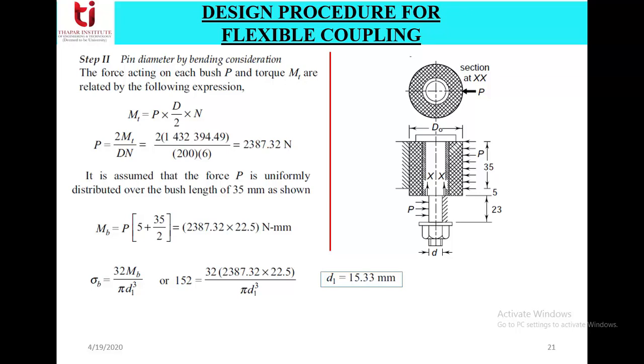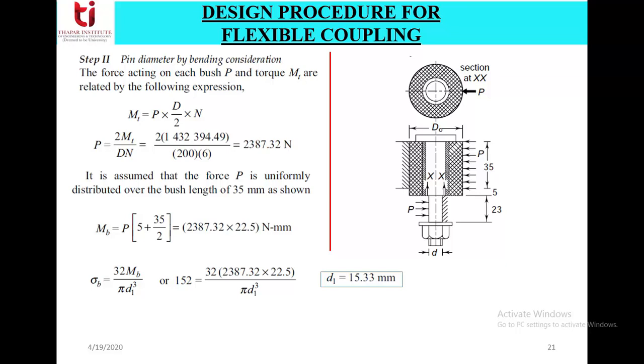If you see the previous calculations, by shear consideration the d1 is 10 mm. By bending consideration the pin diameter is 16 mm. So that means we need to take the diameter of the pin as at least 16 mm, right? So it is very important to see both the design criteria.